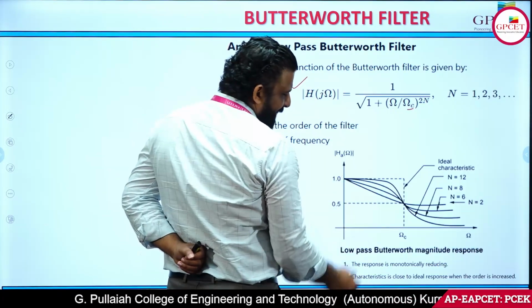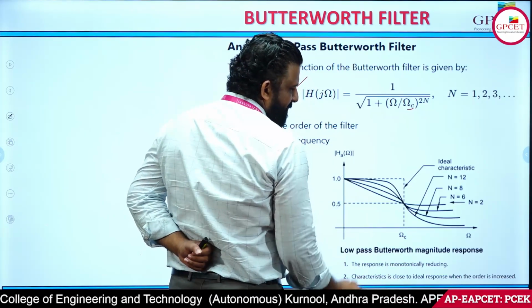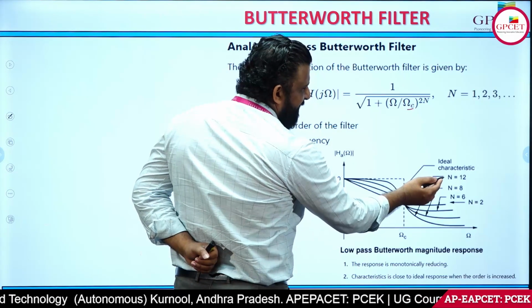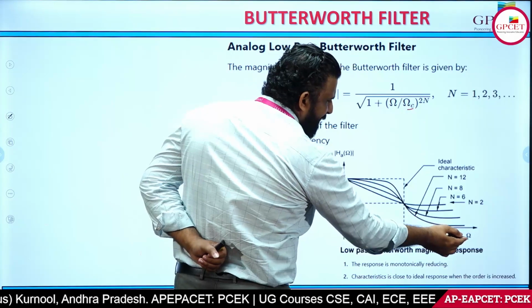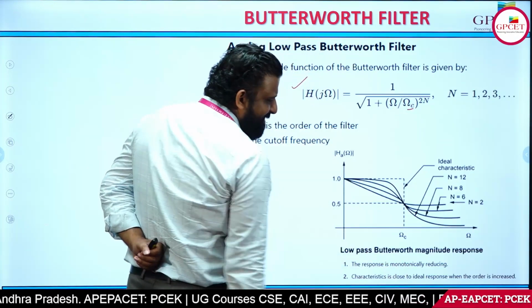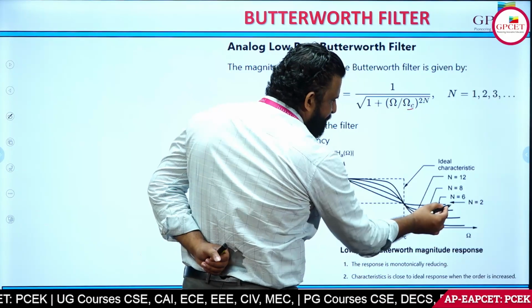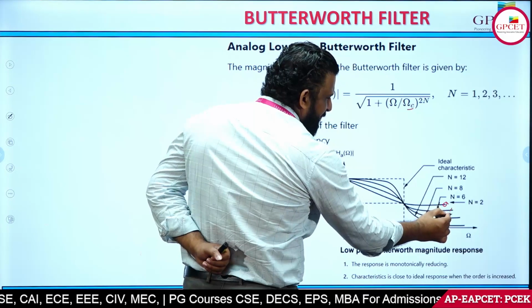If we observe the diagram, the response is monotonically reducing. As the order of the filter increases, the response monotonically reduces. So the characteristic is closer to the ideal response when the order is increasing. For example, see here, this one is n equal to 2. Now the second one is n equal to 3.